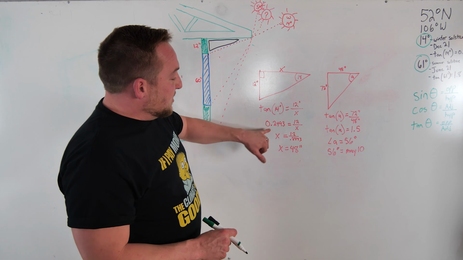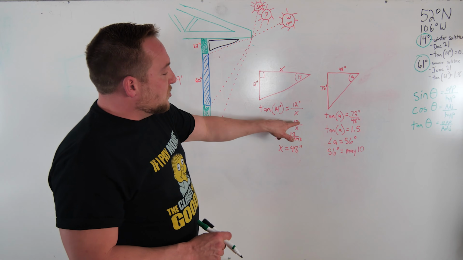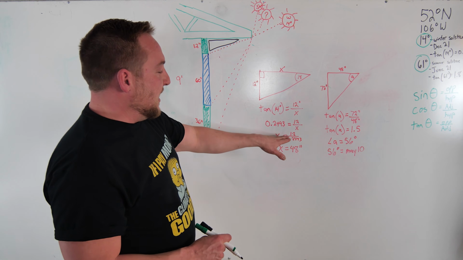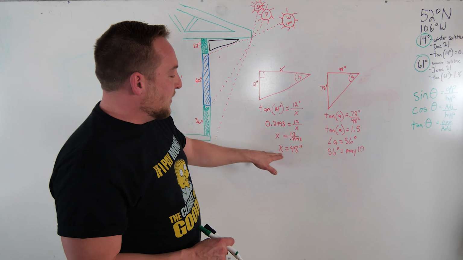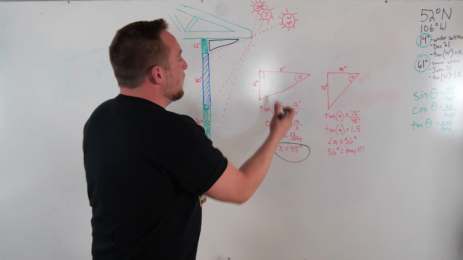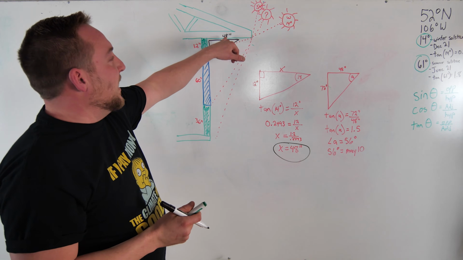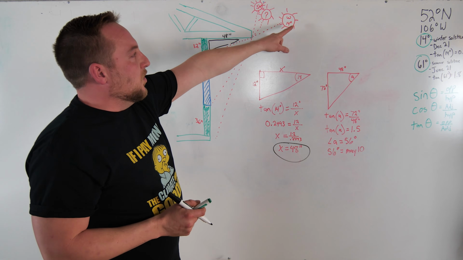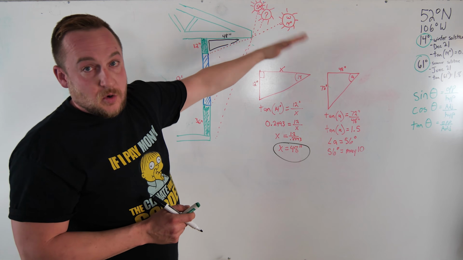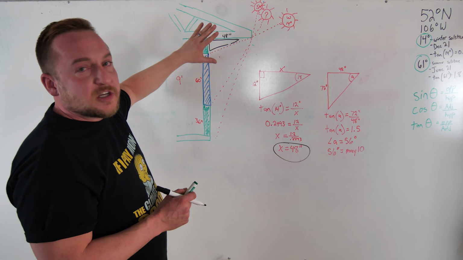So tan 14 is equal to 0.2493. That equals 12 inches over X. We're trying to find X. X is equal to 12 over that. X is equal to 48 inches. 48 inches is our overhang to get the full winter sun, when the sun is lowest in the sky, into our glazing. Okay, so we figured that out. That works for the winter.